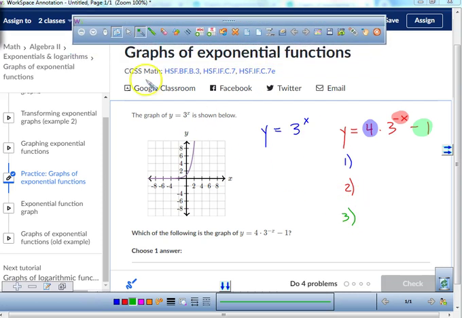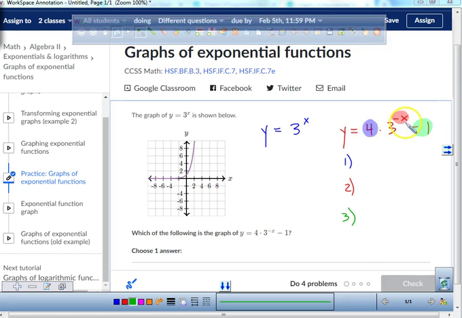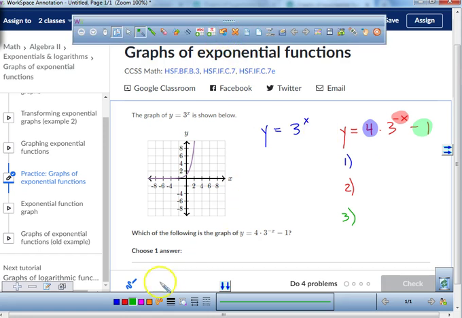We're going to be talking about today is graphs of exponential functions and graphs of logarithmic functions, all right? So here's our original function, y equals 3 to the power of x, and we have y equals 4 times 3 to the power of negative x minus 1, okay? So right here, we have a number, the number 4.